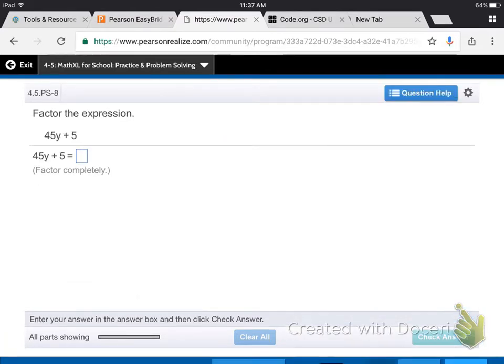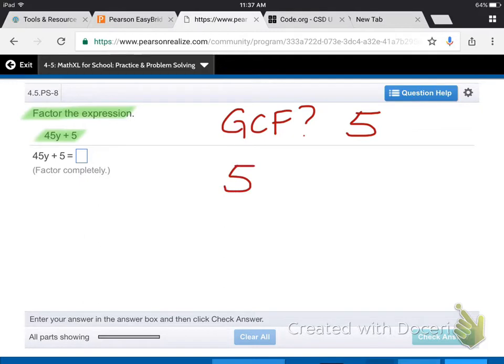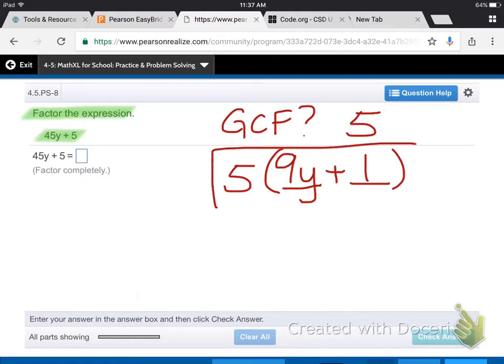Okay, same thing here. We're going to factor the expression, 45y plus 5. And so we're going to think of the GCF first. What is the GCF? Well, we know that 5 can go into 45 and 5, so let's say the GCF is 5. I can't think of a bigger number that can go into both of those numbers. So we're going to start with the GCF and multiply it by one term plus another term. And in the first term, we know 5 times 9, but then also y equals 45y. And then in the second space, 5 times 1 equals 5. And so this is the answer right here.